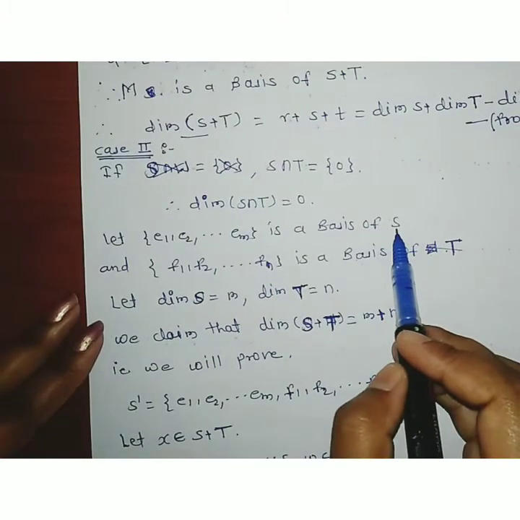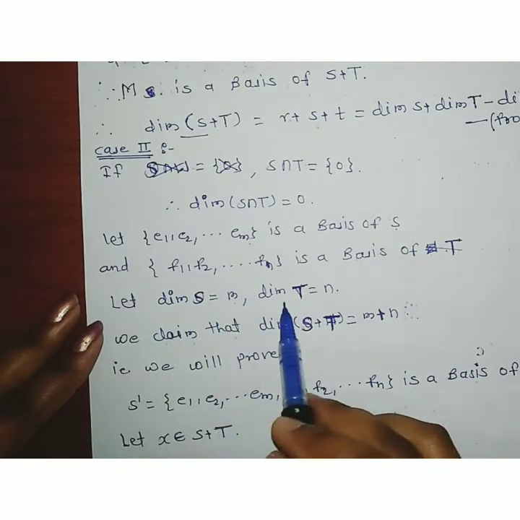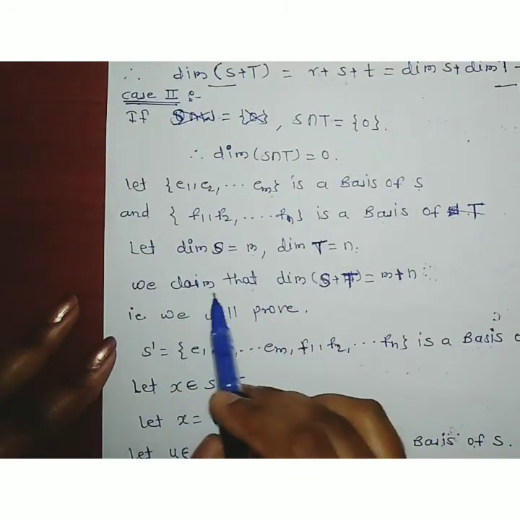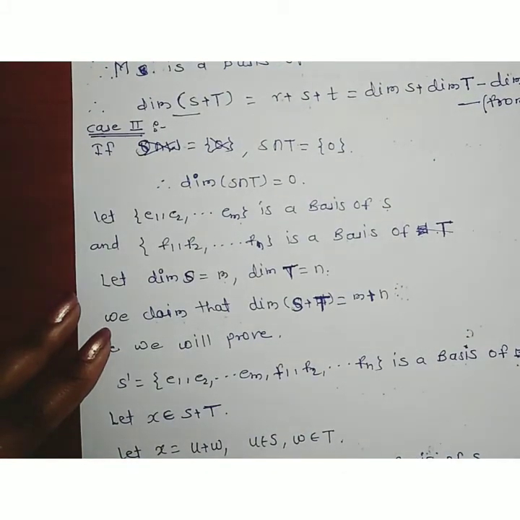So what is the dimension of S? The number of vectors in the basis. So the dimension of S is equal to m and the dimension of T is equal to n. So what do we have to claim? What do we have to show?